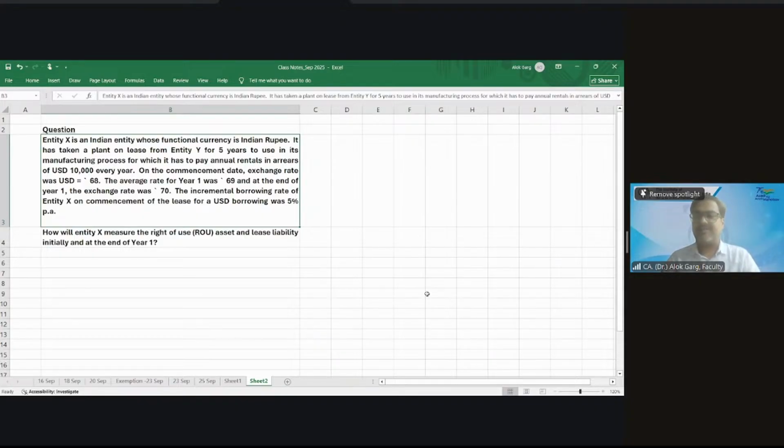Annual rental in arrears means at the end of the year. It is not the beginning of the year. It is at the end of the year. Annual rentals in arrears means at the end of the year.